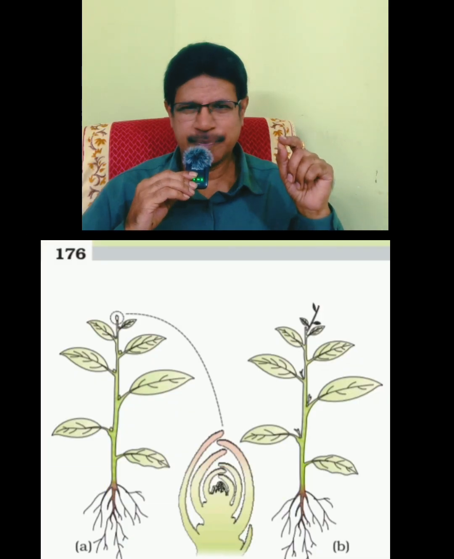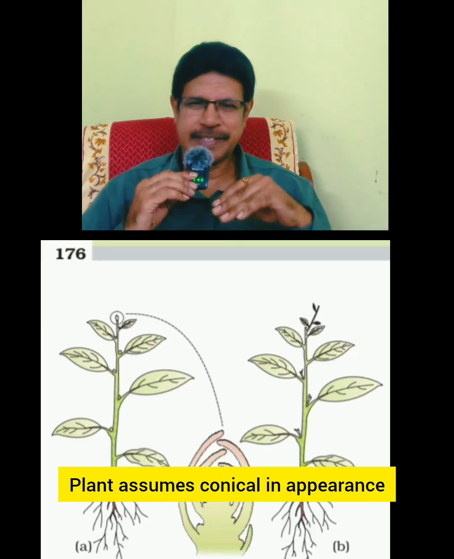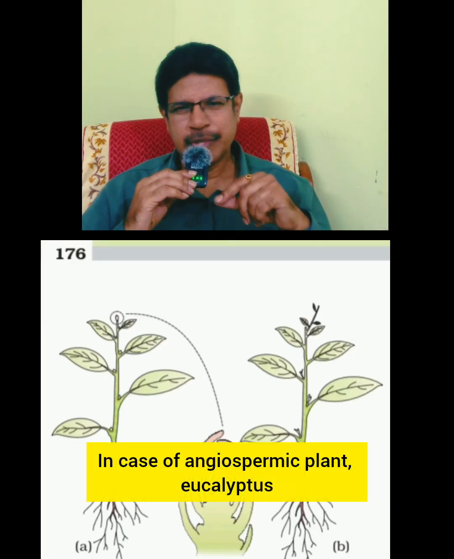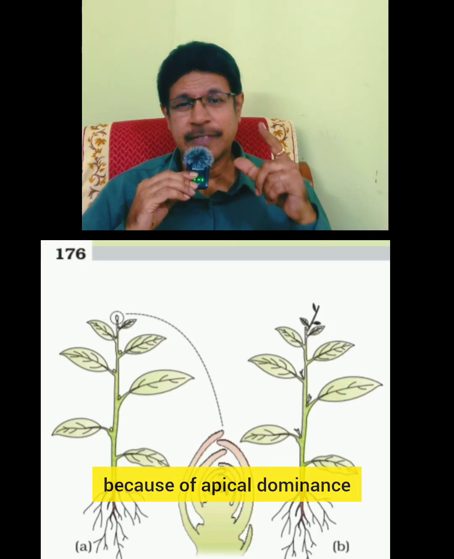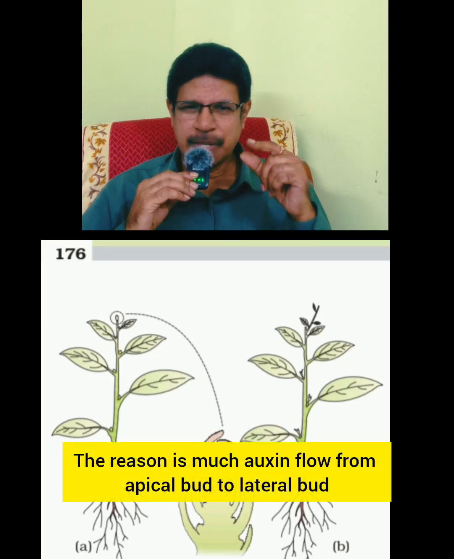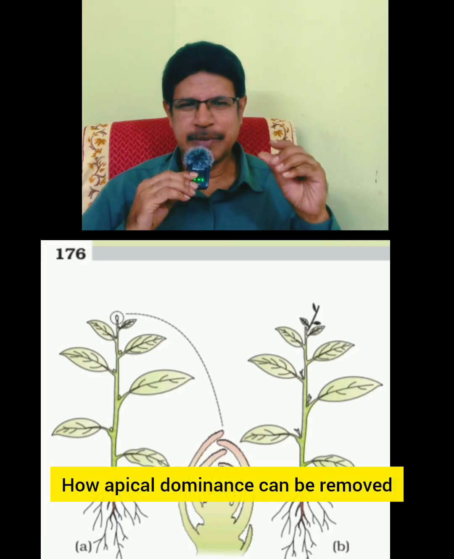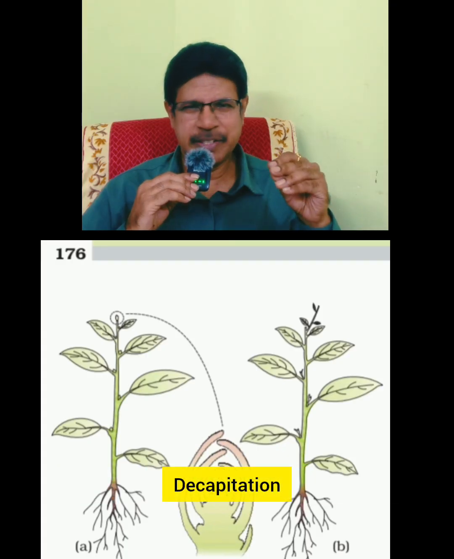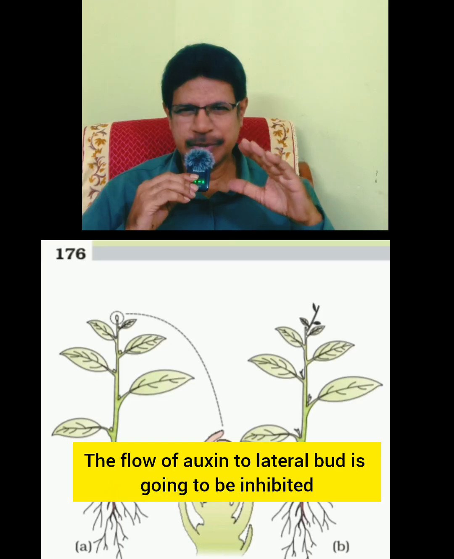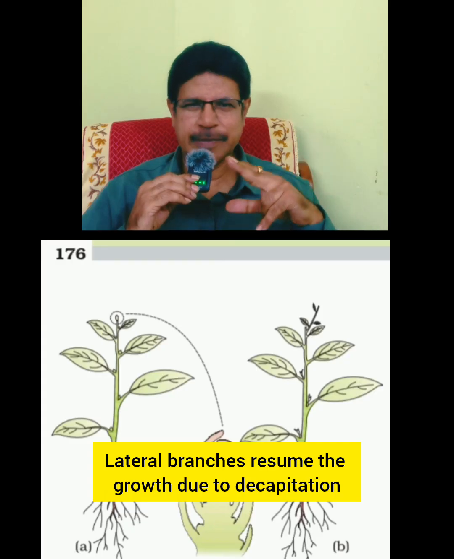What is apical dominance? Suppression of lateral or axillary buds by the apical bud is called apical dominance. The plant assumes a conical appearance. In angiosperms, eucalyptus, and in gymnosperms, pinus, are conical in appearance because of apical dominance. The reason is that much auxin flows from the apical bud to the lateral buds. How can apical dominance be removed? By decapitation, removal of the apical bud. The flow of auxin to the lateral bud is inhibited and the lateral buds resume growth. Lateral branches resume growth due to decapitation.